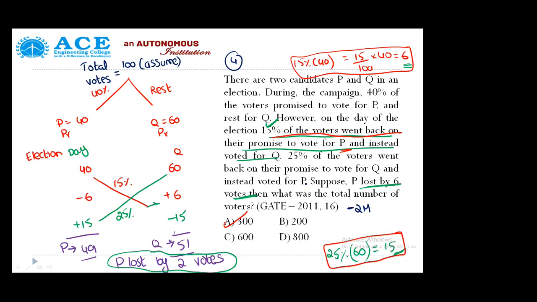Similarly, 25% of those who promised for Q. How many promised for Q? 60. Among that, 25% of 60 means 15. They went back on their promise and voted for P instead. So decrease here, and now you get 49 here and 51. Okay, sir, I got this. Yeah, fine, good.